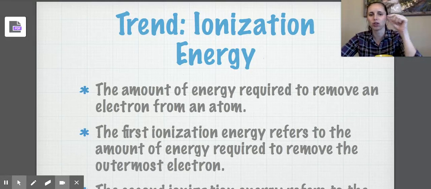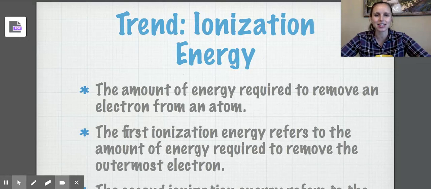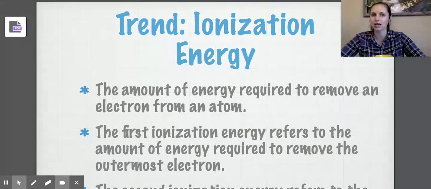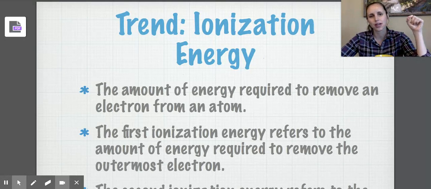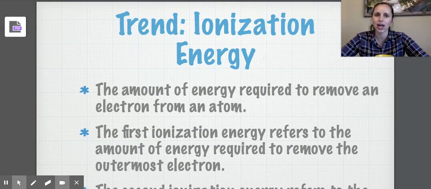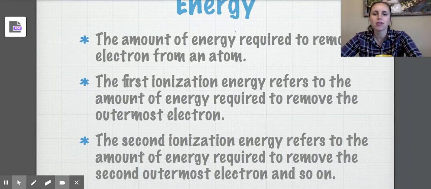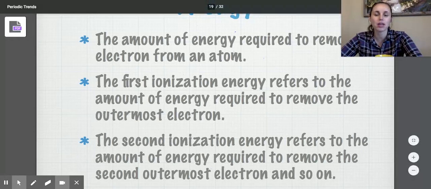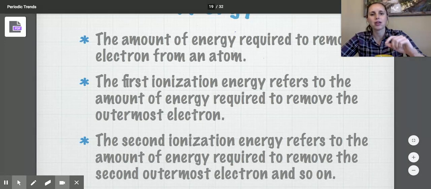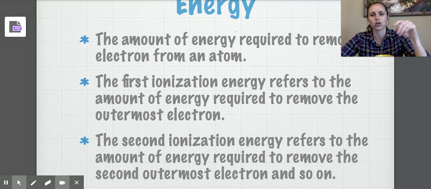If I have to pull really hard, it's got a really high ionization energy. It means that electron is really stuck on there. If I don't have to pull as hard, it means that it's got a low ionization energy. That electron isn't attached as well. It's not as strongly attached. We have a couple of different types of ionization energy. The first ionization energy is the amount of energy required to remove the outermost electron. So the first ionization energy is the amount of energy if I want to pluck off just one electron.